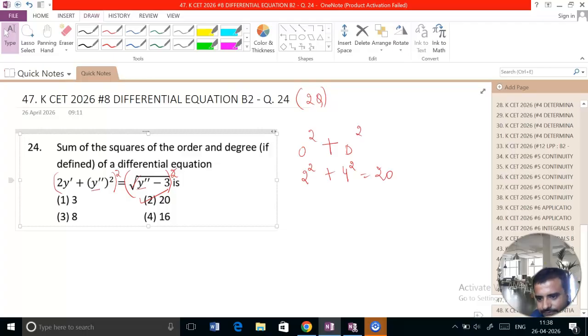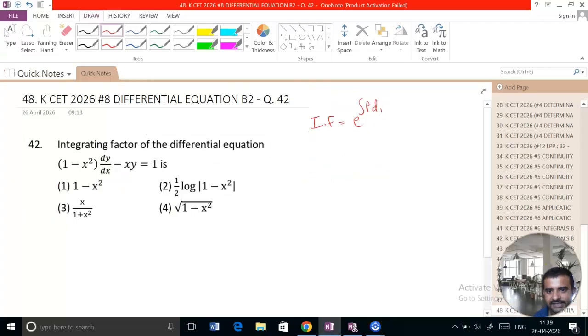Okay. So question number 42, sorry, question number 42. The last question of this session. So here they have given to find out the integrating factor. So what is the integrating factor formula? Integrating factor is equal to e to the power of integral p with respect to x.